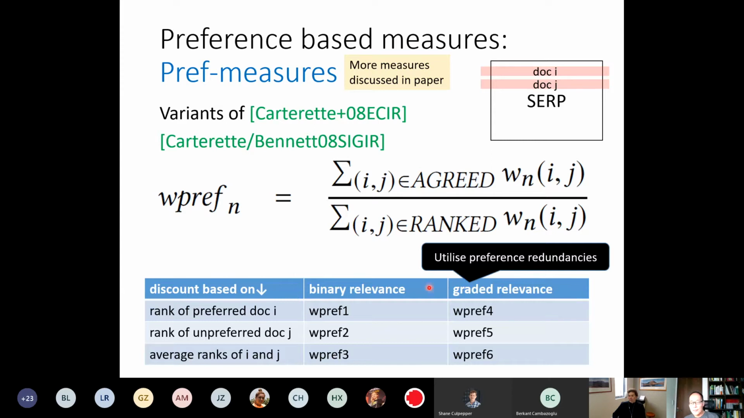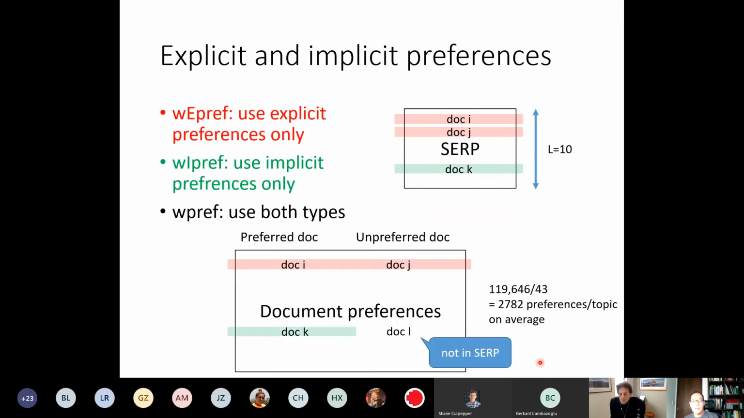And because in my data, as I said, I have redundancies, that means for a given document pair, I have multiple preferences. They can be in agreement, they can be conflicting, it's okay, but I have several judgments for a given document pair. So using these preference redundancies, I can define graded relevance. So in total, I have these 6 different variants of Ben's measures.